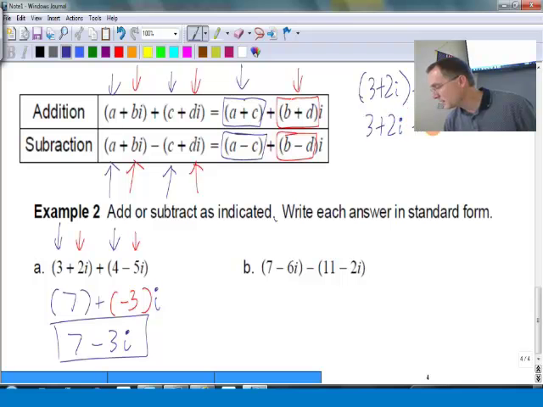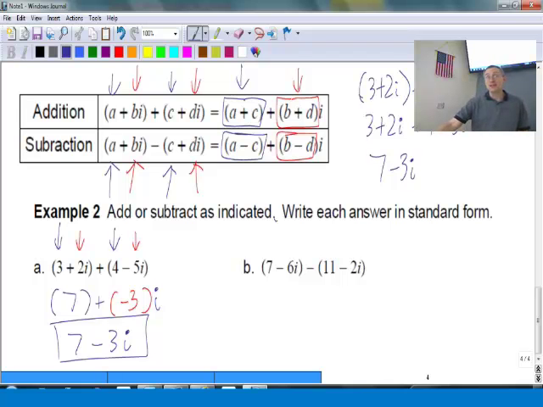3 plus 2i plus 4 minus 5i, think of it as 4 separate terms rather than 2 complex numbers, each with 2 terms. And just combine like terms. Combine the 3 and the 4. Get 7. Combine the 2i and the negative 5i. Get negative 3i. This problem is missed on tests way too often. It's not a difficult problem. Just deal with the parentheses and combine like terms.